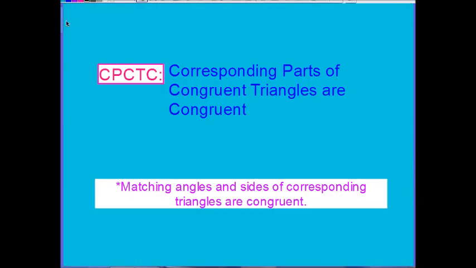So the first thing that we're going to talk about is CP/CTC. CP/CTC stands for corresponding parts of congruent triangles are congruent, which means that the matching angles and sides of corresponding triangles are congruent. Now, let's put this into normal people words so I can show you what that means. Let's say that I have two triangles, and I know that they're going to be congruent by side angle side.